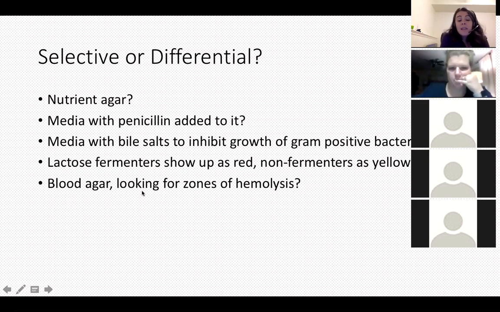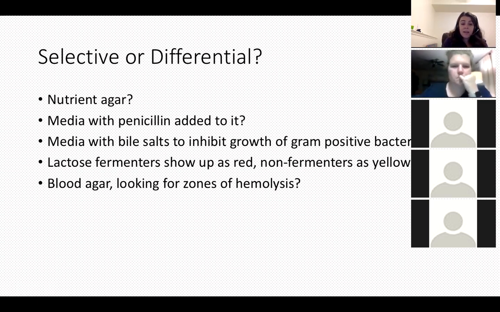Okay, so you have media with bile salts to inhibit growth of gram-positive bacteria. Selective, differential, neither, both? This would also be selective because we are selecting against gram-positive bacteria and for gram-negative bacteria. Again, the key is that because of what we've added, some stuff is not going to grow on it.